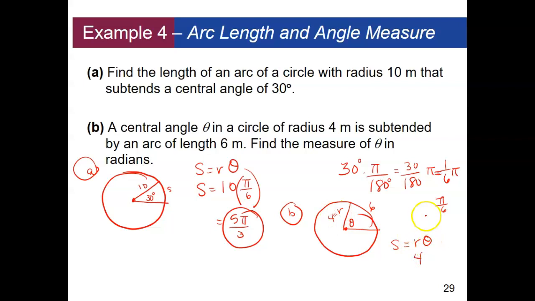My theta is what I'm trying to find. My S is 6. So theta is going to be 6 over 4, or 3 over 2 radians. So my answer that I get out of this formula, if I'm solving for theta, is already in terms of radians.